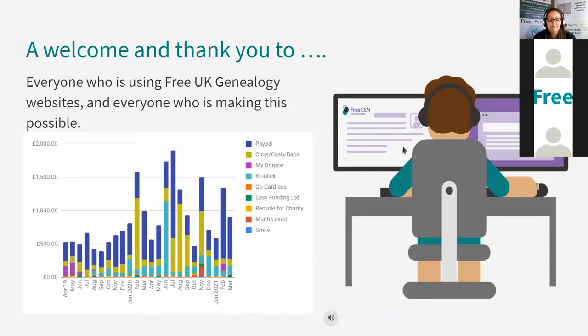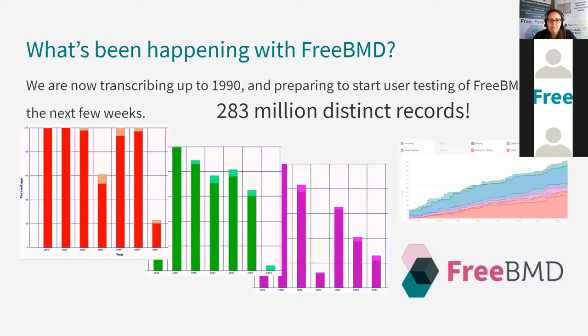Thank you also to those who have contributed to our running costs. This graph shows how this funding has increased over the last 2 years. A little about what's been happening in our three projects. In FreeBMD, we're now transcribing the GRO indices of births, marriages and deaths in the period 1986 to 1990. The designs for a new interface for users have gone through several iterations, and we have volunteers who will be testing in the next few weeks.